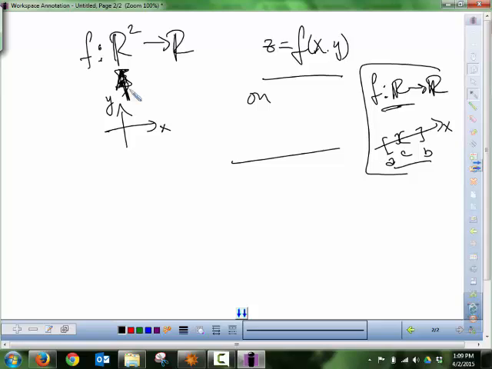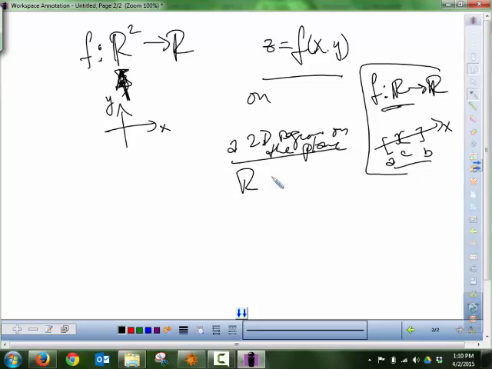And if we want to make sense out of this, our domain should be a two-dimensional region, because our input values are coming from 2D. So on a 2D region on the plane. Okay? Sometimes we call it R or D. R for region or D for domain.